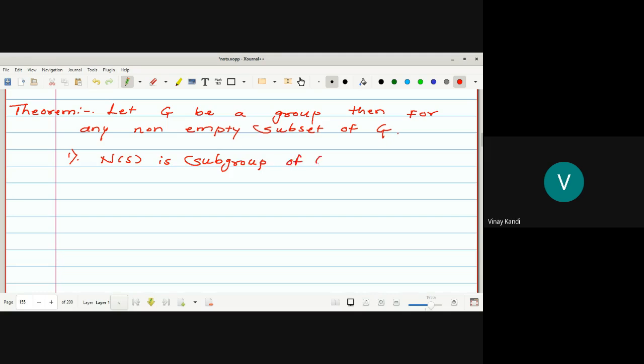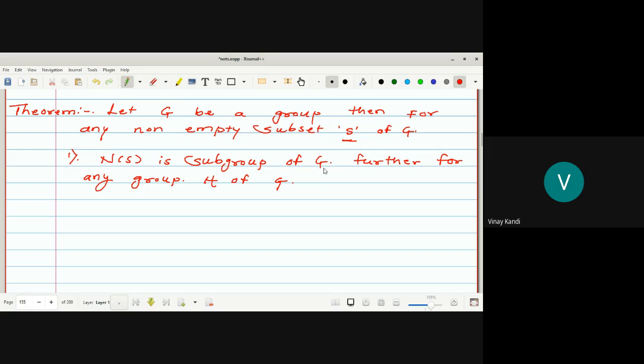Further, for any group H of G... What is the statement first? Let G be a group, then for any non-empty subset S of G, the normalizer of that set S is a subgroup of G.